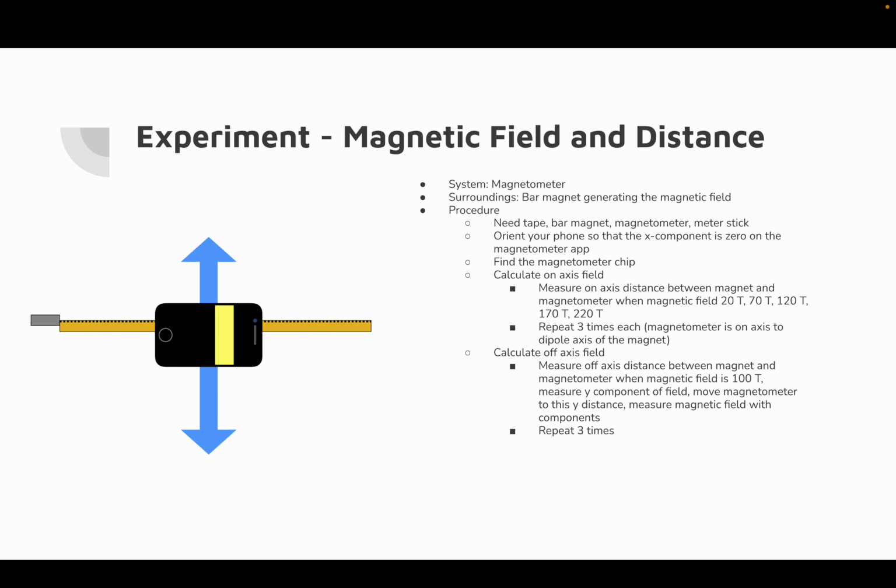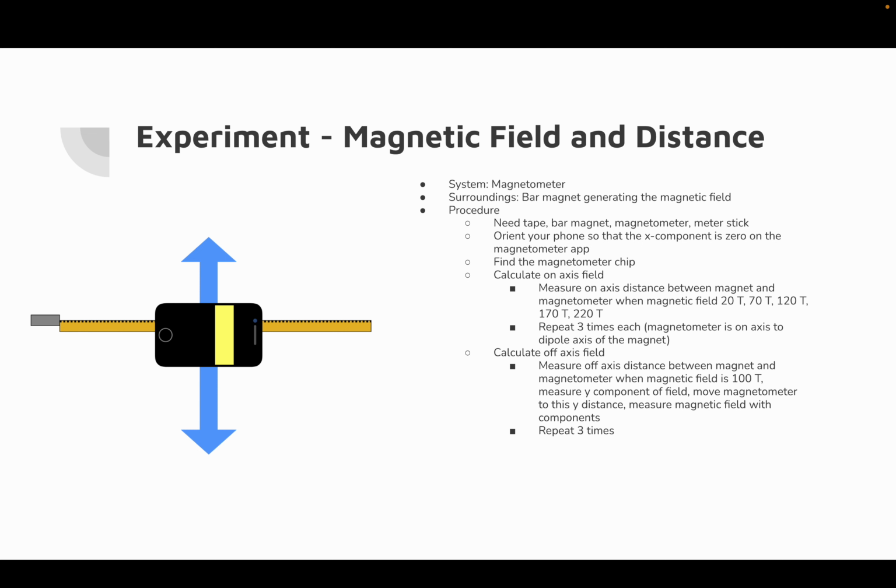As far as the actual experiment goes, there's both a system and the surroundings. The system is simply the magnetometer app on your smartphone or whatever you're using, and the surroundings will be the bar magnet generating the magnetic field. For the procedure itself, the materials needed are tape, the bar magnet, the magnetometer, and a meter stick.